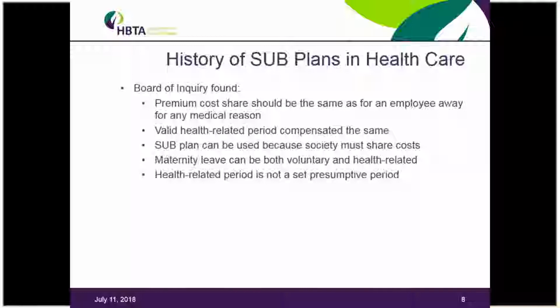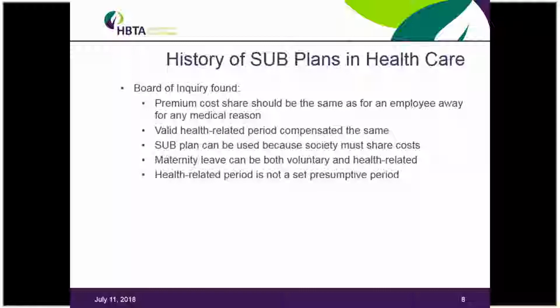The Board of Inquiry also found that the subplan can be used because society must share costs. So this is where they were saying that because childbirth benefited society as a whole, society should bear some of the costs, and as a result, employers could use a subplan to offset the costs that they were going to incur.